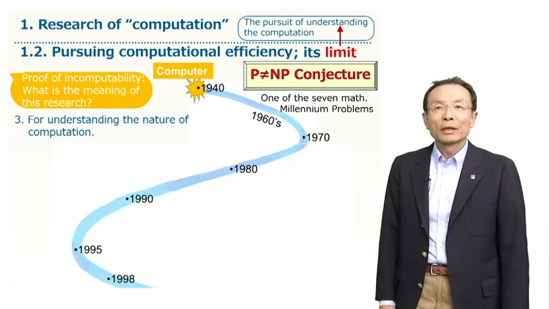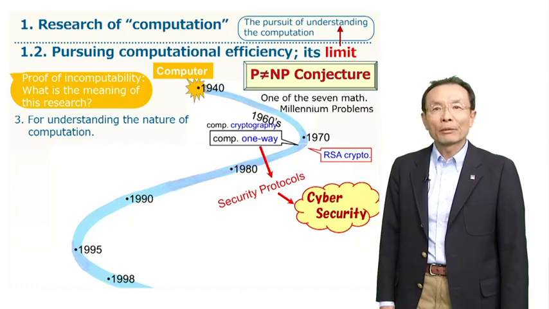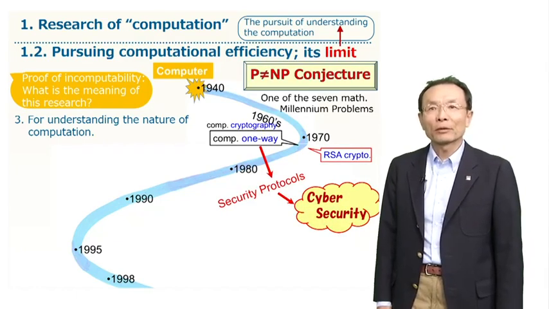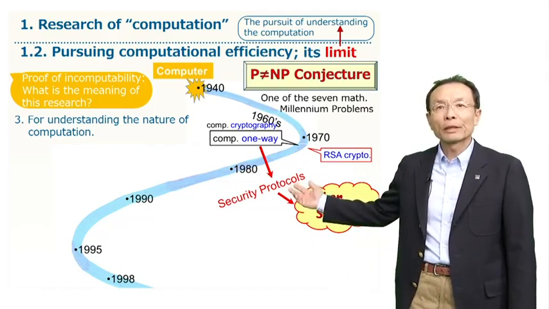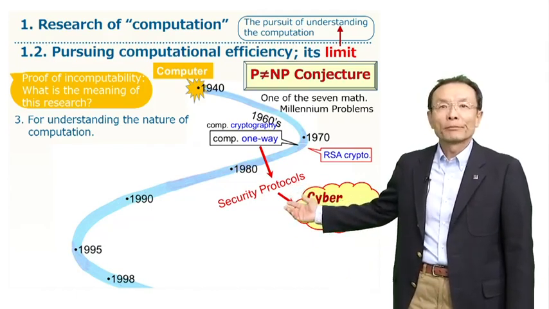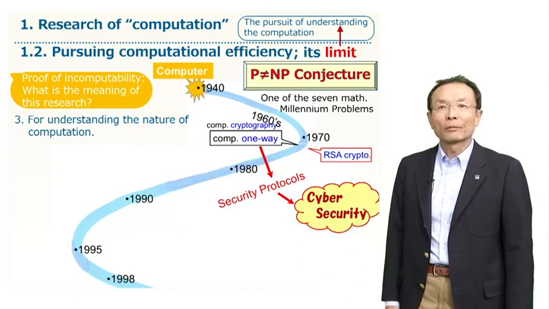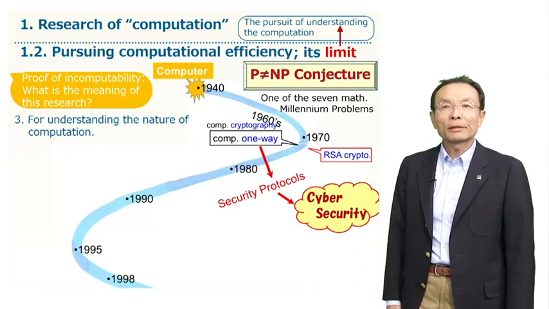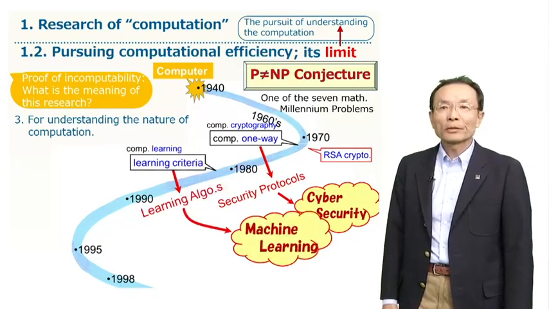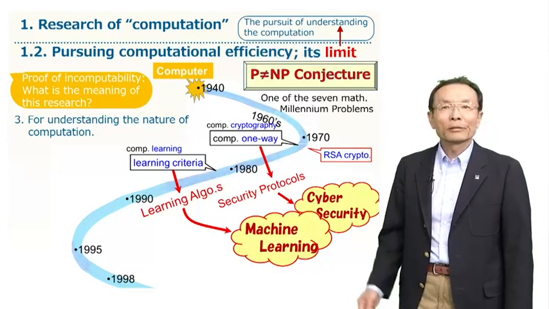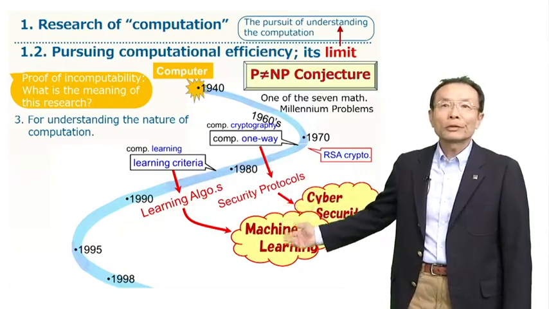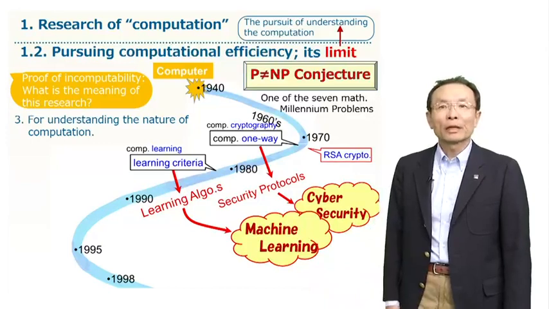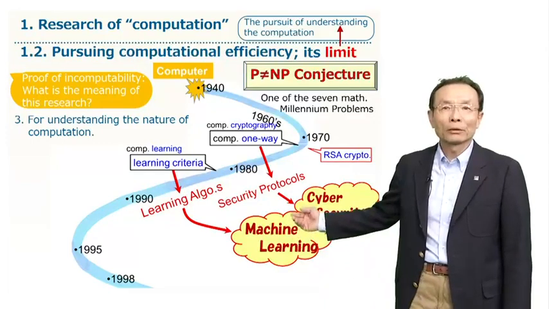Let us see the trajectories since the discovery of Cook and Levin. As I mentioned, the hardness of NP problems is quite related to cryptography. In fact, the notion of public key cryptography and its basis have been established in computational complexity theory, which became the basis of cybersecurity. Then, computational learning, again another topic related to NP problems, has been proposed, which became the basis of various learning algorithms and the field called machine learning.